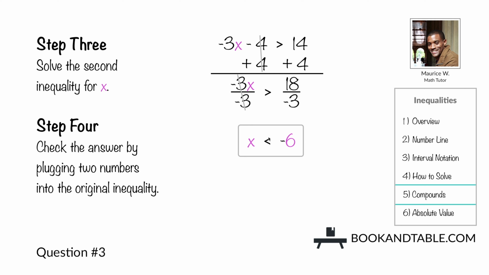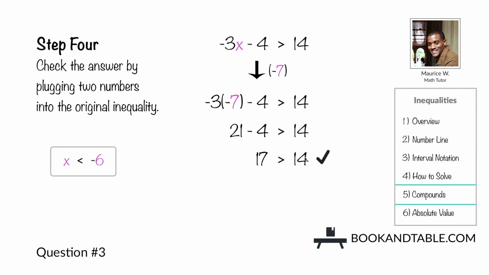So the answer to the second inequality is x is less than negative 6. And we check this by plugging two numbers into the original inequality. Negative 7 is less than negative 6, so that should work. And then we can plug in negative 6, which should not work.